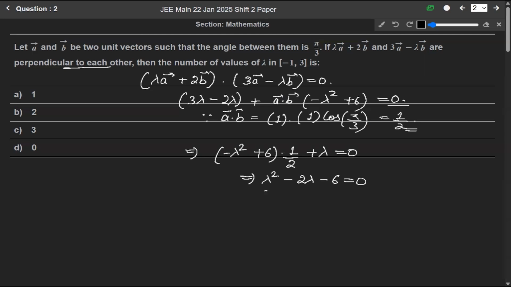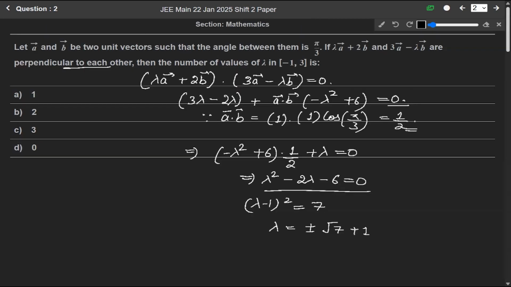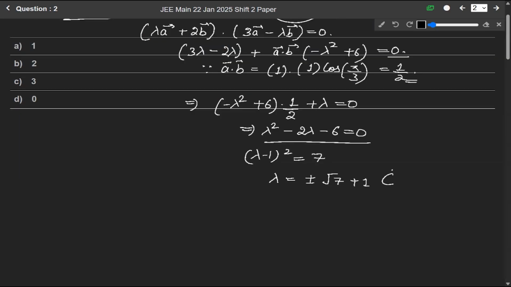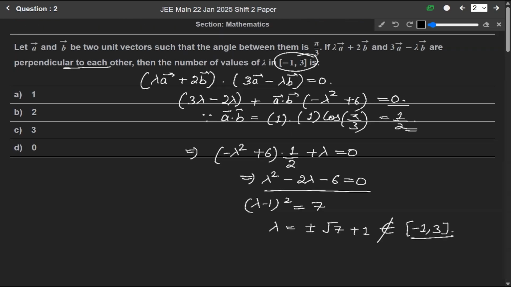So if we factorize this, we get (lambda minus 1) whole square equals 7. So from this we can write lambda equals plus minus root 7 plus 1, which does not lie in the closed interval minus 1 to 3. So no value satisfies this question. So I think the answer will be option D.